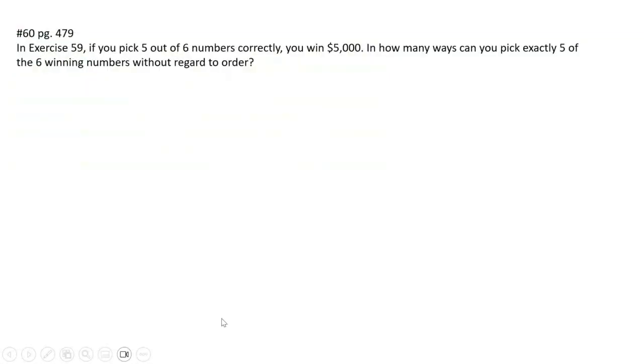Number 60. In exercise 59, if you pick 5 out of 6 numbers correctly, you win $5,000. In how many ways can you pick exactly 5 out of 6 winning numbers without regard to order? So it's going to be combination. Five out of 6 will be 6 combination 5.